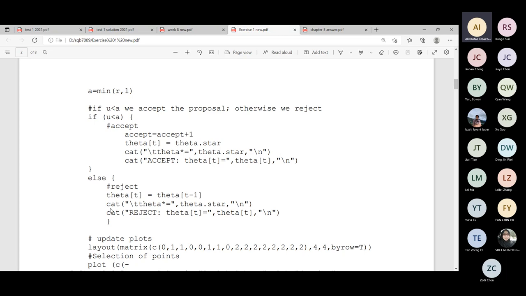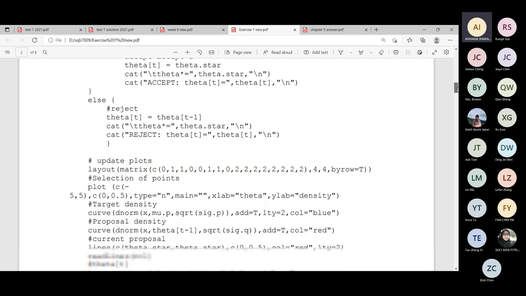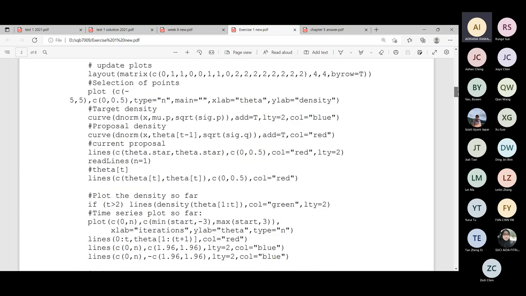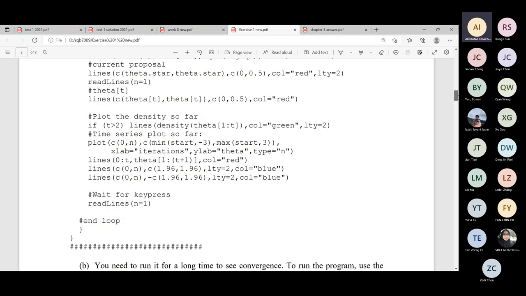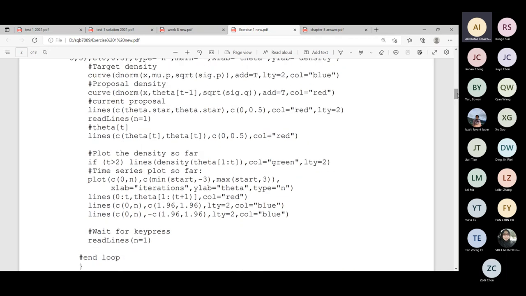Or if they reject, this is a rejection, right? If you reject, then the new value is the same as the old value, so theta t equals theta t minus one. This is the part where it does the rest. Basically, whatever else you can try is all about how to get a nice graphic out.